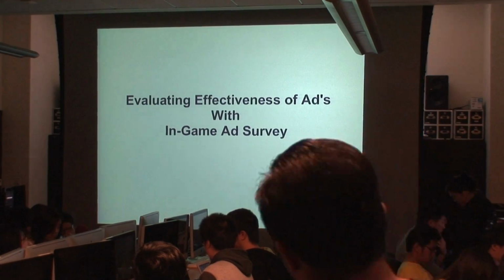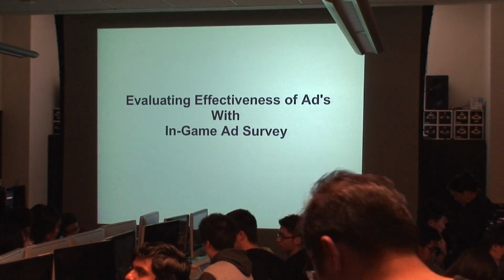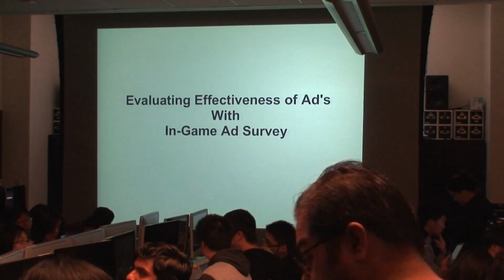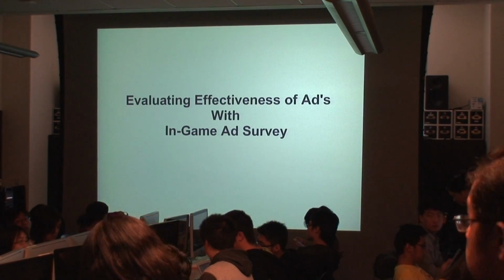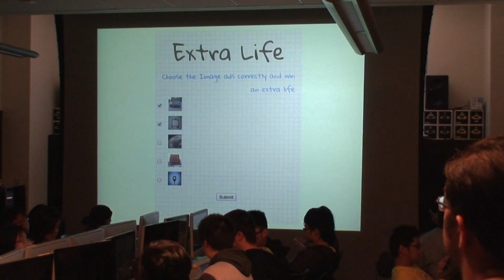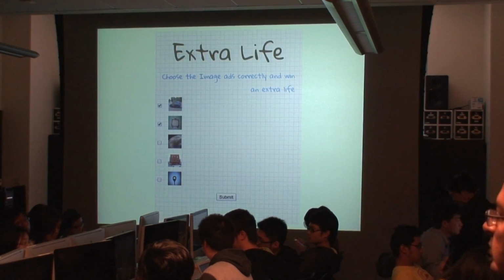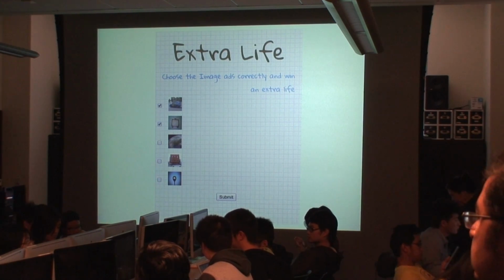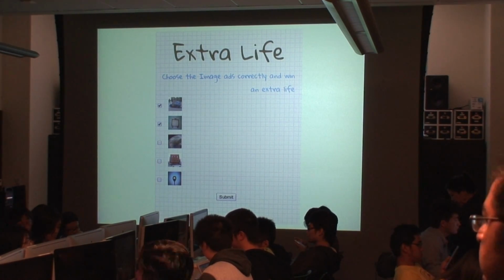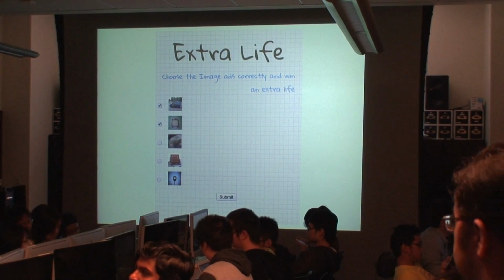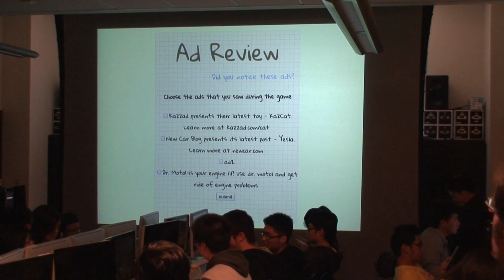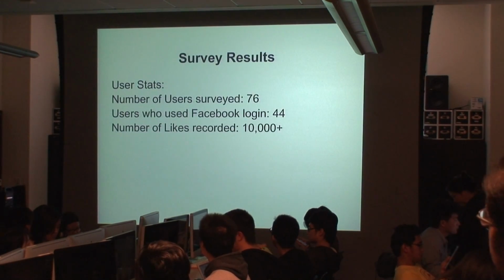So the idea is that we need to evaluate whether this strategy works or not, and that's why we did a survey at USC over 2 days. The survey worked so that whenever the user plays and gets to see those image ads, then for an extra life they have to recognize the right ads. If they find the correct ads, they are given the extra life. And same with the text ads. After the survey, this was the result that we got.